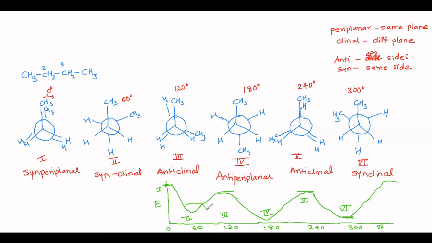So how many minima are there over here? There are 3 minima in the case of butane, and that's why there are 3 conformers. How many conformations are there in the case of butane? There are numerous, but how many conformers are there? 3. Out of this, which is the most stable conformer? That is anti-periplanar. Anti-periplanar is also called the anti-butane unit. Remember this word, because we are going to use it for the current syllabus. So this is the anti-butane unit.